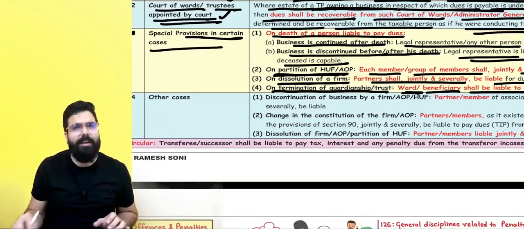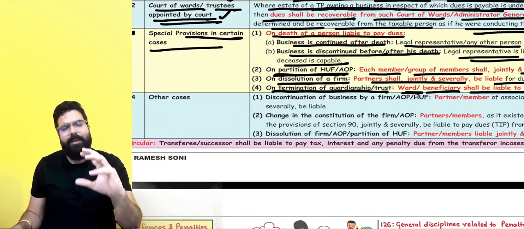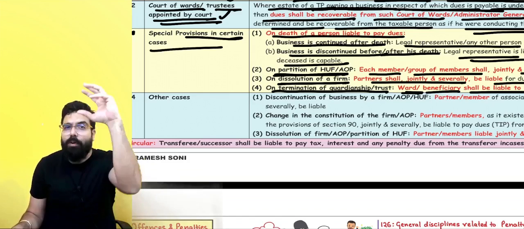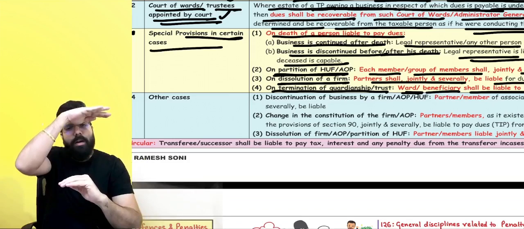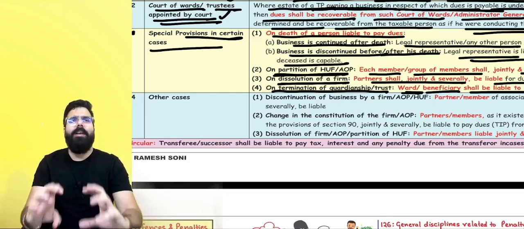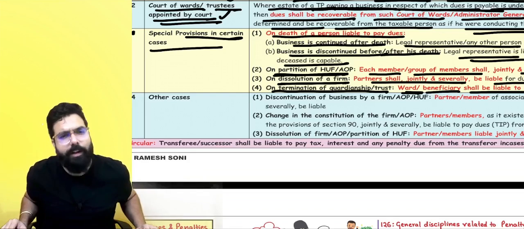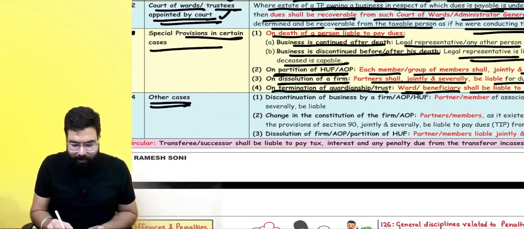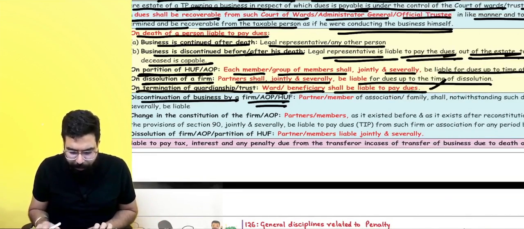Okay, sir. Next. Basically, guardianship or trust is for the benefit of someone. The person who is getting the benefit out of the trust is the beneficiary. Now if the guardianship has been terminated or the trust has been terminated, then whoever was the beneficiary will be liable to pay the dues. Okay, sir, point is clear. Any other case, discontinuation of business by a firm, AOP or HUF, who shall be liable? Sir, the partners or members of the association, or family, shall notwithstanding such discontinuation be jointly and severally liable. Firm is discontinued, AOP, HUF is discontinued, members shall be jointly and severally liable.